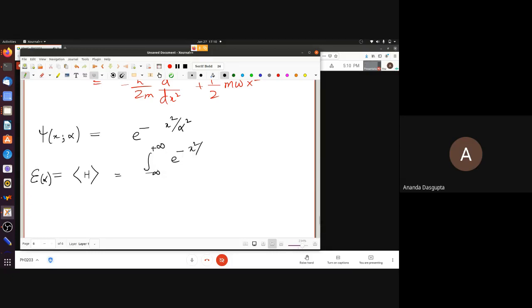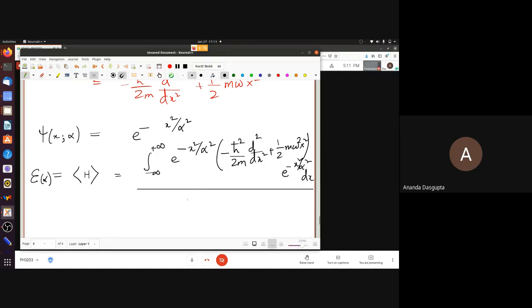It is e to the minus x square by alpha square. Of course, in this case this is a real quantity, so psi star psi will be psi squared. What I need to do is take its conjugate, then take the differential operator, the Hamiltonian, and let that act again on e to the minus x square by alpha square. So that's the numerator. The denominator, of course, will be the integral from minus infinity to plus infinity of e to the minus 2 x square by alpha square dx. And you have to do this calculation.